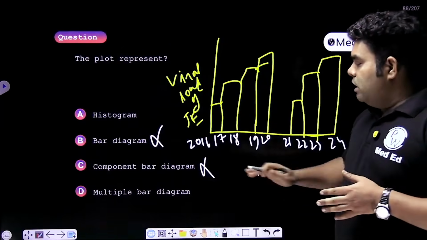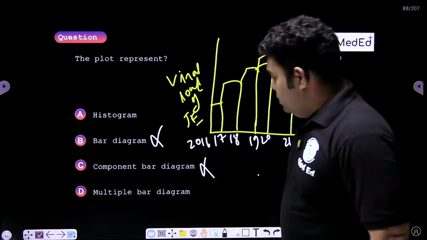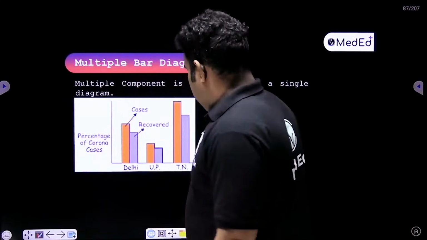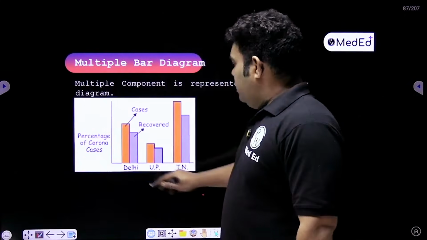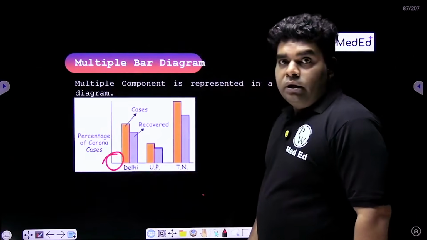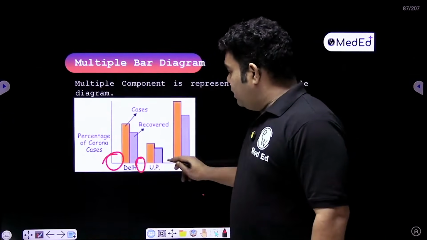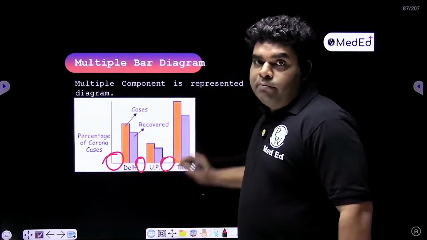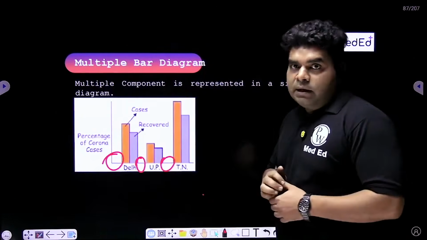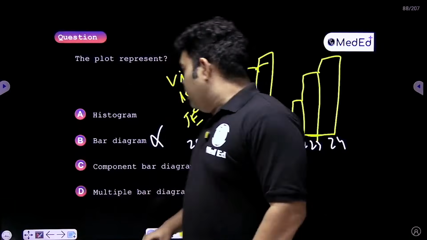Usually, students get confused between multiple bar and histogram. But remember, in a multiple bar diagram, one thing is sure, it always starts with a gap. And then there are real gaps between an equal number of bars. Like every 2 bars, there is a gap. So this is not a component bar diagram.